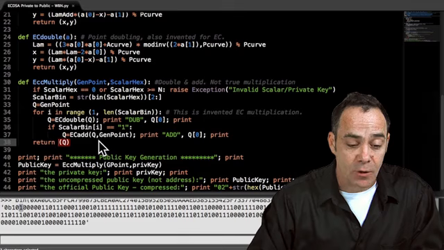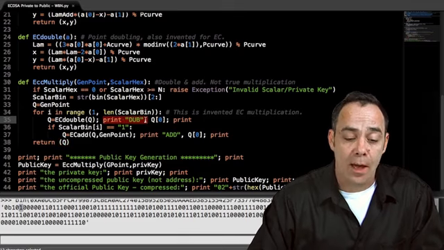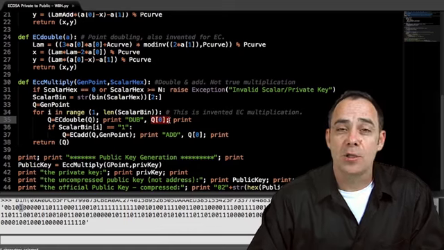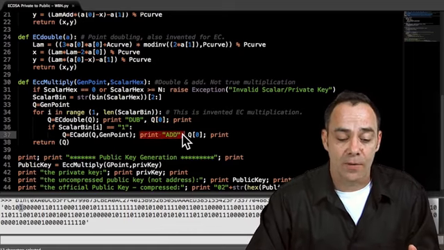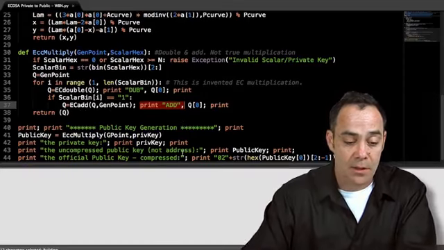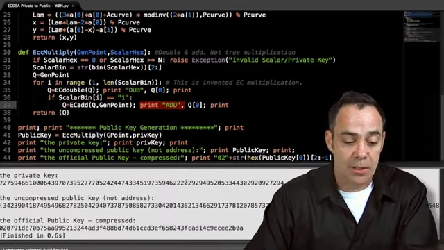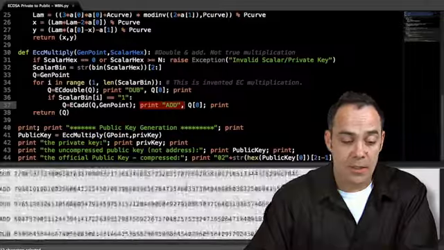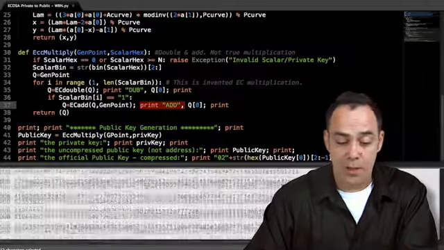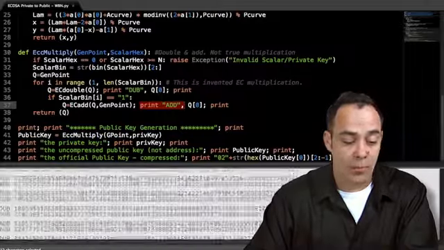And just to get a picture of that, I actually have these prints in here. So every time that we double, I print out the x-coordinate of the intermediate point. And every time we add, I print out the x-coordinate of the intermediate add. So when I run this, we haven't seen what takes place up here. But this is all the doubles and adds. These are all the intermediate steps of this process that takes place just to generate one public key.